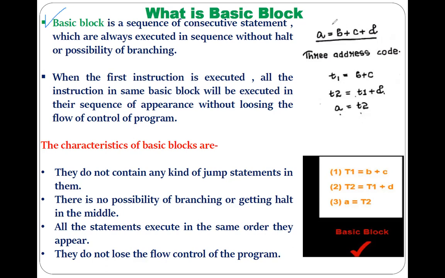For example, here is the example: a is equal to b plus c plus d. For that, three address code can be generated like this. Now we can see here, when the first instruction is executed, after the first instruction the next instruction will be executed, then the third instruction will be executed. So these instructions will be executed sequentially without any halt, branching, or jumping. There is no jumping from that; after the first instruction the third will execute, nothing like that in this example.